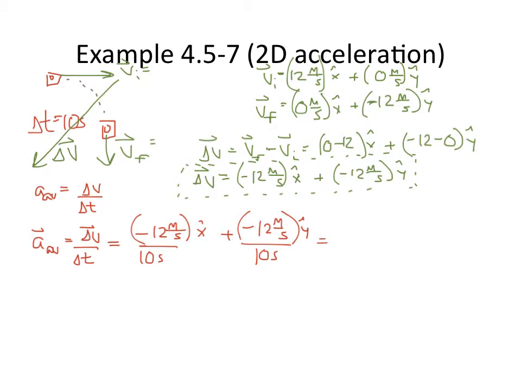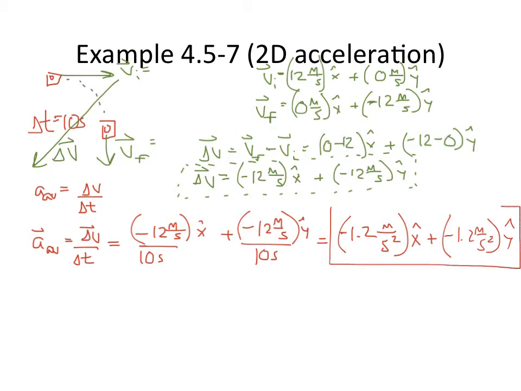So negative 12 divided by 10, that should be 1.2, right? What are our units? Meters per second squared. Oh, and you know what I forgot? I forgot my minus sign right there. So negative 1.2 meters per second squared x hat, and the same thing, negative 1.2 meters per second squared in the y hat direction right there. That is our answer for our acceleration in unit vector form.